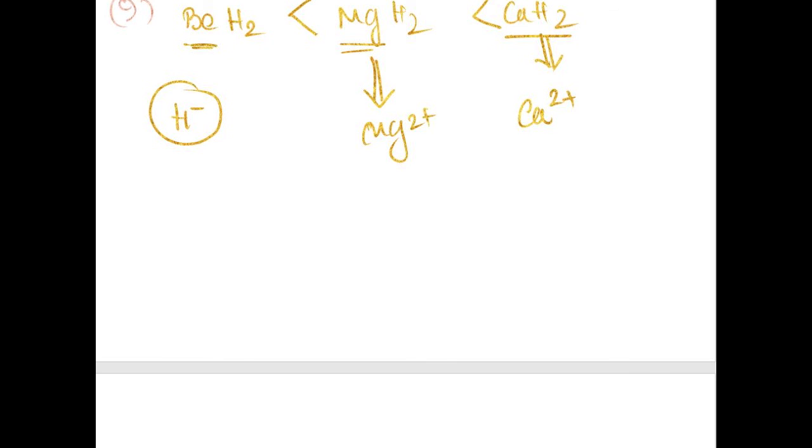Basically, beryllium and magnesium hydrides are not ionic in character, they are covalent, and the more we go down the group, the more ionic they are in character. Now we will move towards the 10th and last question. Our last question is the reactivity order for lithium, sodium, potassium and cesium.